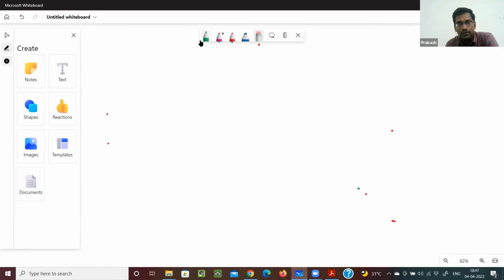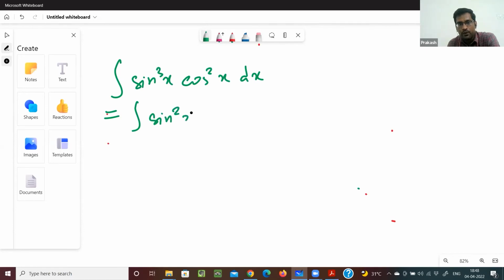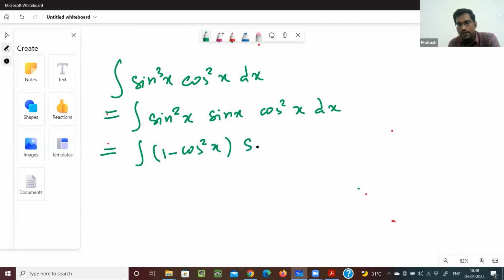The integral of sine cube x cos square x. Here we can use some substitution because products and powers are involved. This we can write as sine square x, sin x, and additionally cos square x. Here we can use very simple trigonometry identities. This sine square x we can rewrite in terms of cos square x, with the sin x into cos square x.